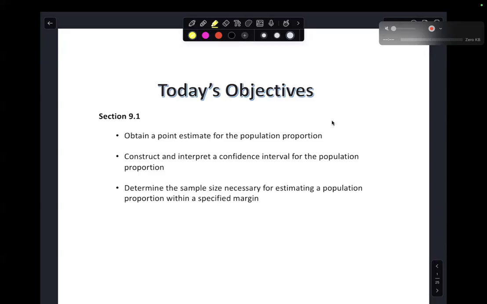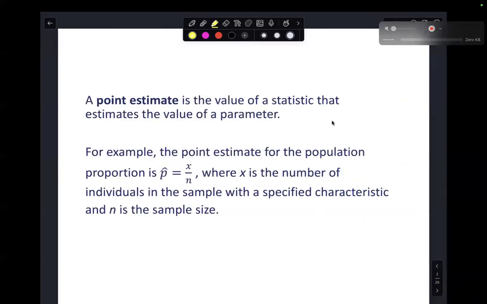You are also going to learn how to calculate what sample size you need in order to get your proportion within a specific margin of error. So we're going to figure that out as well, looking at sample sizes and confidence intervals. And this stuff is super important and very relevant. So let's get going. You already know point estimate. We've done this before. This is kind of a reminder.